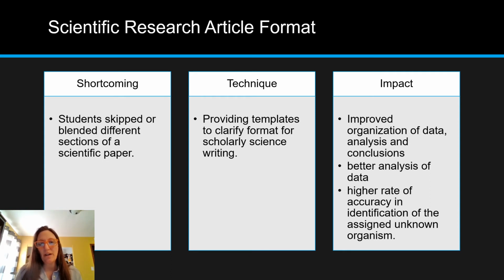And that really helped clarify their format because each section of a scientific research article has different requirements, and so they needed to be able to identify which type of difference in format was required for each different section. This really improved their organization of their data, and being able to organize their data made a big difference in helping them analyze their data and actually make decisions in their final steps of their experimental tests. And it resulted in an overall accuracy of identification of their organisms.